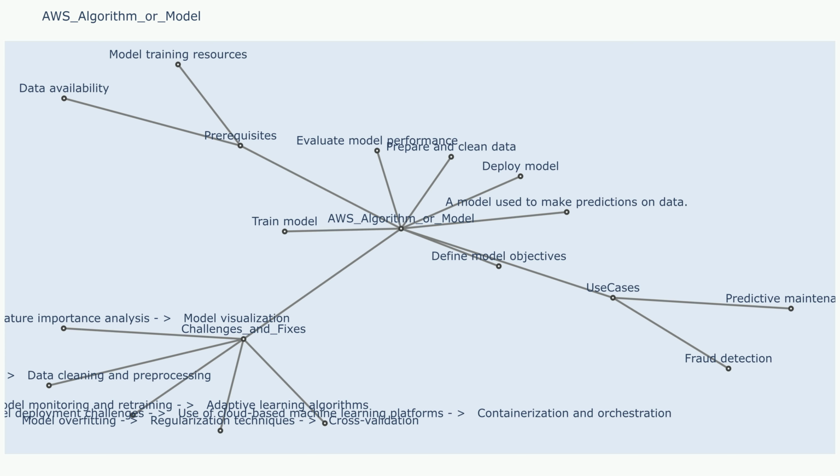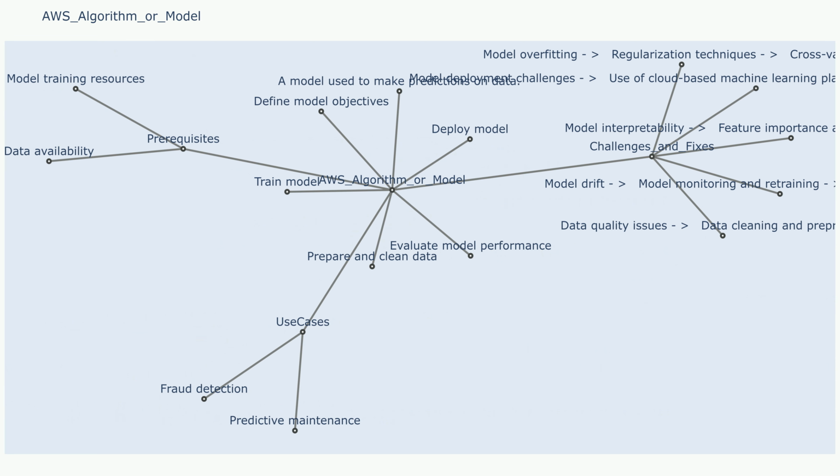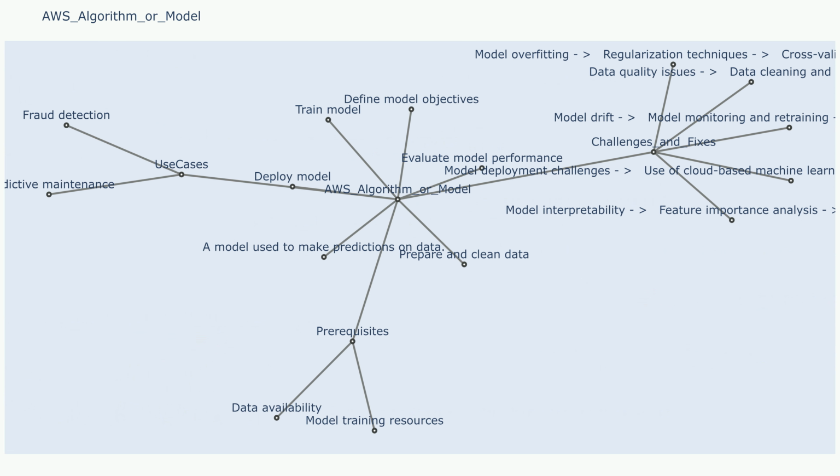AWS Algorithm or Model. Description: a model used to make predictions on data. It is a representation of the underlying patterns and relationships within data, allowing for insights and predictions about future events. Prerequisites: data availability. The model needs a sufficient amount of relevant data for training.